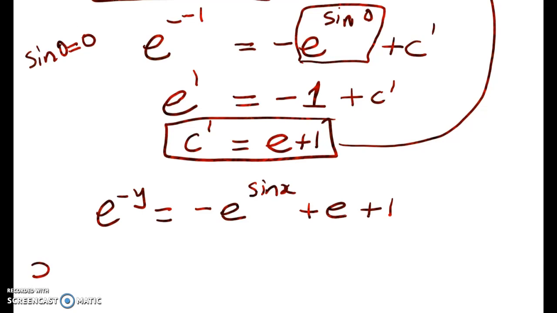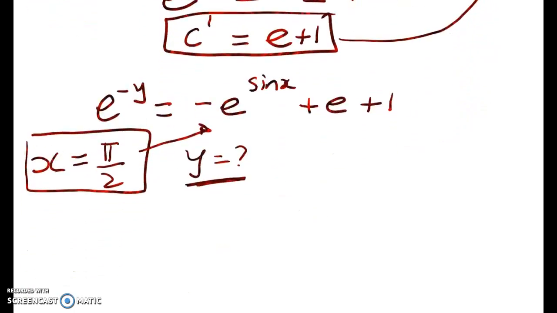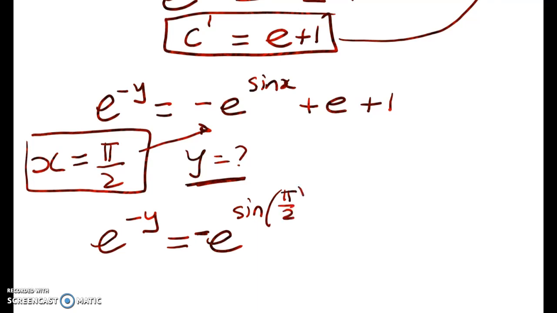The last thing we have to do is to evaluate the function. Well, it is a function, kind of. It's implicitly defined. We've got x is equal to pi on 2. What is y? So notice I haven't at any point here tried to make y the subject, because I don't need to figure out what y is. I can do it by substituting x into here and then solving for y. So e to the negative y is equal to negative e to the sine of pi on 2 plus e plus 1.